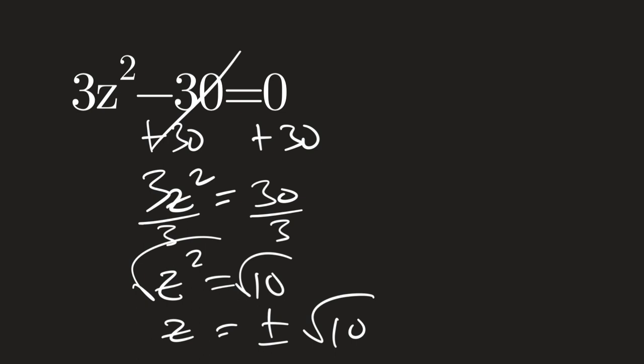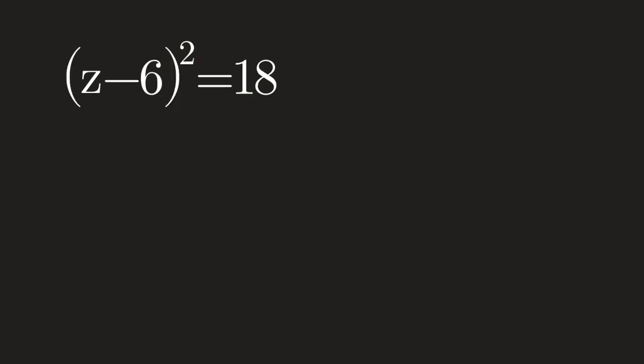Okay? So a little bit more of a multi-step here. Got to add something first. We've got a division step involved. Isolate the z squared so that we can take a square root. Questions? Everybody okay with that? All good? Okay. Let's go to this one.